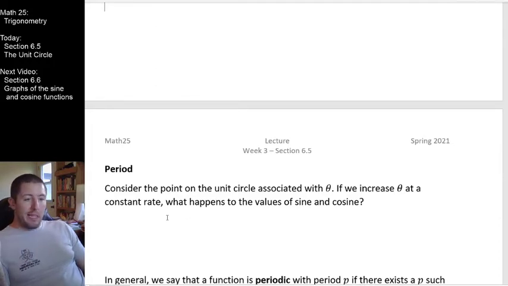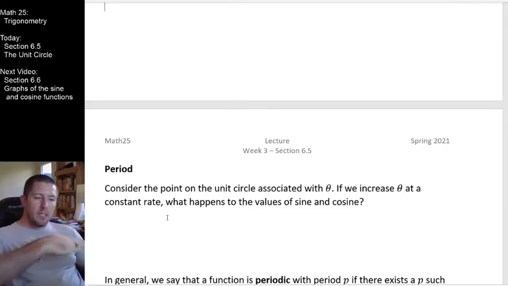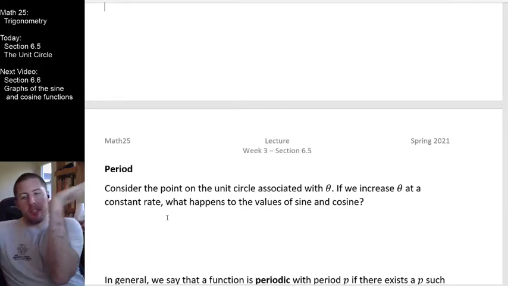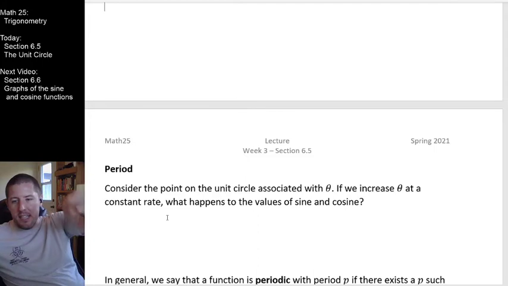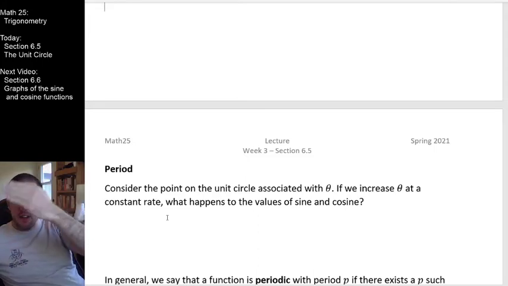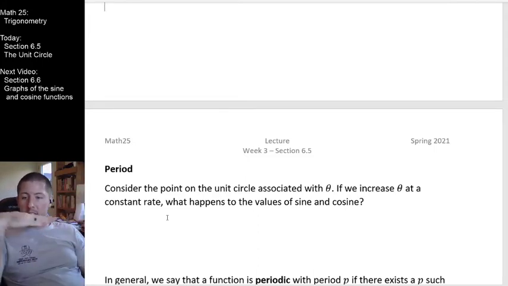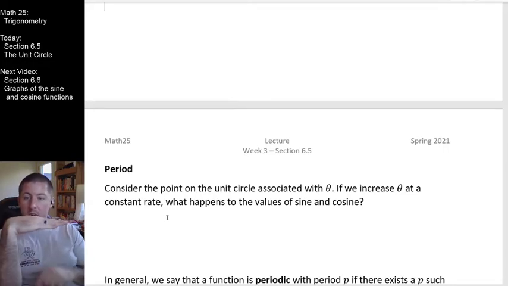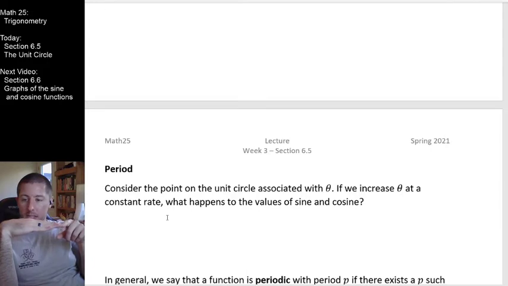Period. What do we mean by period? Consider the point on the unit circle associated with theta. If we increase theta at a constant rate, what happens to the values of sine and cosine? Since these are going to be coterminal with other angles in 0 to 360, we expect to start with some cosine and sine values. Right at 0, cosine is 1 because it's all width, and sine is 0 because there's no height.